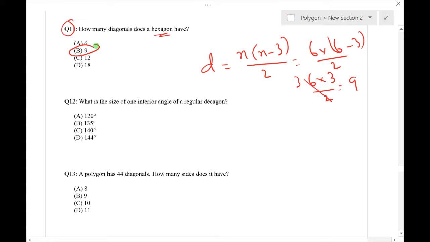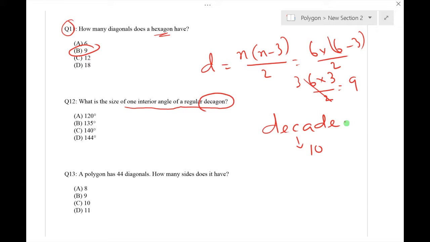Now, question number 12. What is the size of one interior angle of a regular decagon? You know, the prefix deca represents the number 10. That's why you have words like decade, 10, or decimeter, that's 10, or decimal, is 10. So coming back, a regular decagon will have 10 sides.